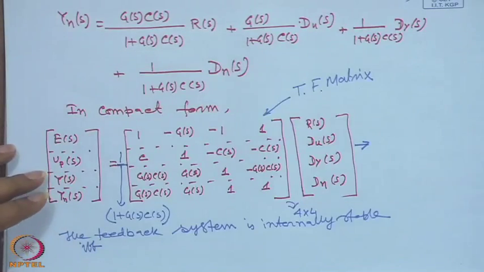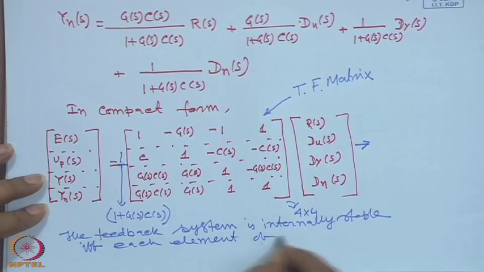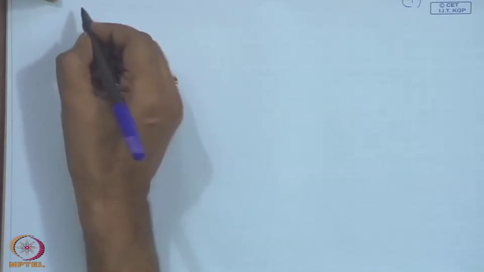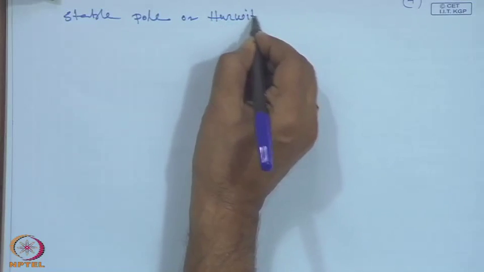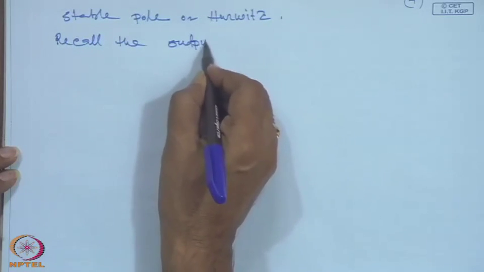It is not that only from the input-output point of view we say the system is stable. Input-output means only R(s) and Y(s). So, the system is internally stable if and only if each element of the transfer function matrix has stable poles, or is Hurwitz. This is the internal stability of the system. One has to judge in this way. Let us see how we can reduce the disturbance effect at the output, and how we can reduce the noise effect at the output. Let us consider now, recall our output equation.